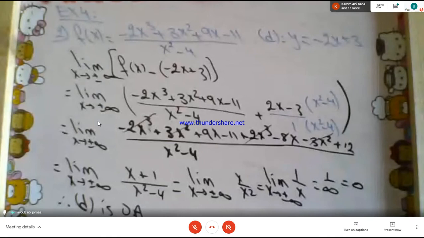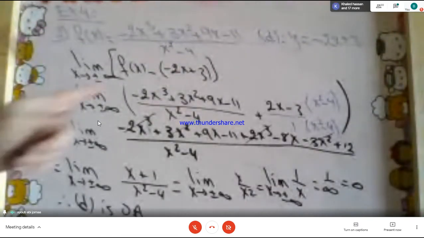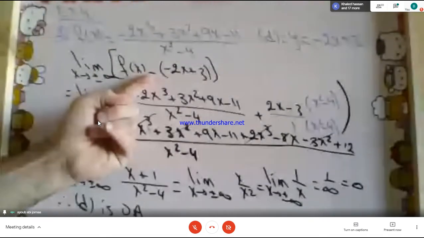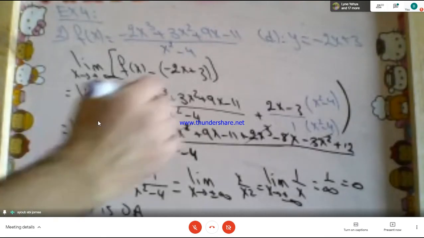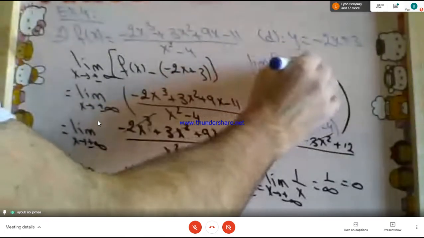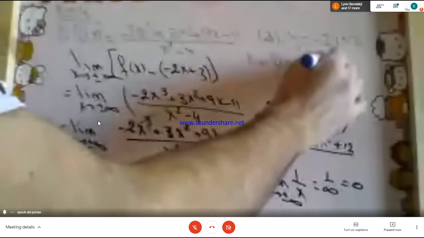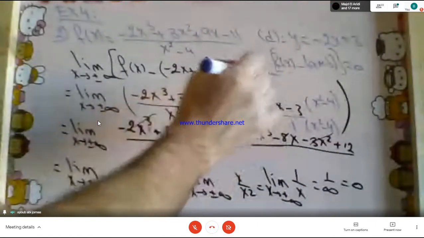Yes? Where did we get the minus from? It's a rule. To prove that a straight line is an oblique asymptote, you have to prove that the limit of f of x minus (ax plus b) is equal to 0 at positive or negative infinity, depending on the function.